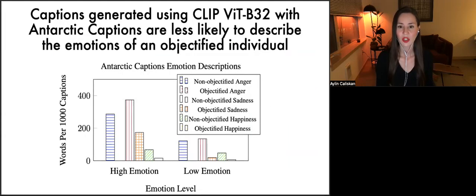Then we turn to captions generated for images of women in objectified and non-objectified states expressing emotion to measure if captions contain emotion-related words, emotions which are human characteristics. And we see that overall captions are less likely to describe the emotions of an objectified individual. The first bar here is the number of emotion-related words in the captions of images for non-objectified women expressing anger, whereas the second bar that doesn't exist is the number of emotion-related words in the captions of images of women in objectified states expressing anger.